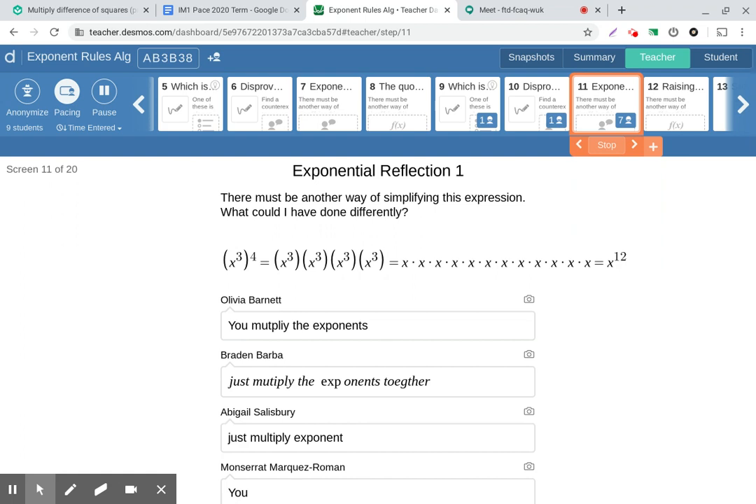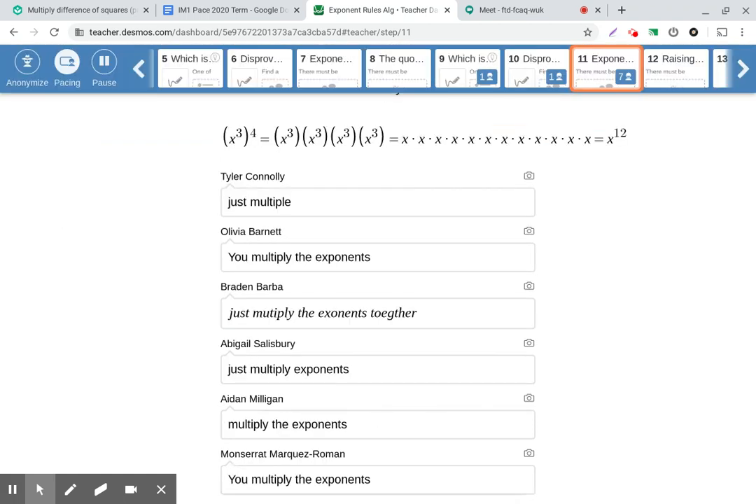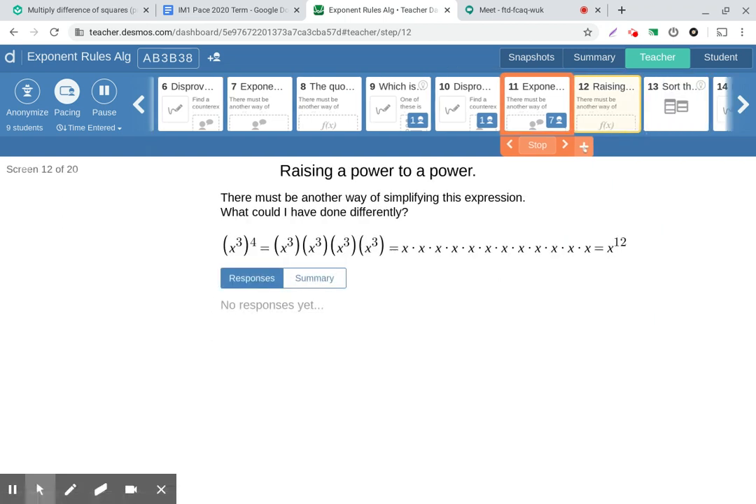My spelling is dominated. Multiply. That's okay. I remember how to spell together. I remember in 3rd grade I learned how to spell together. Together. Yeah, together. Multiply exponents. All right, there we go. Good job.